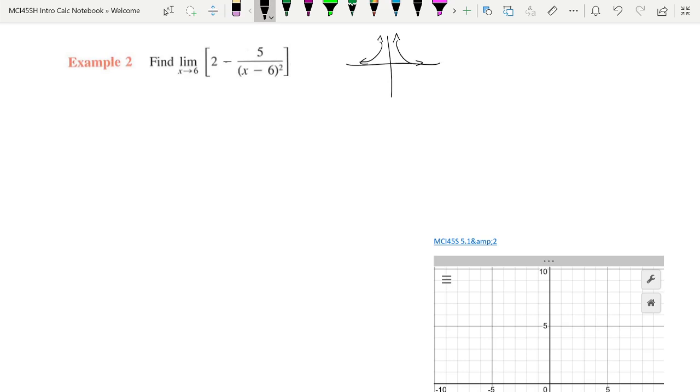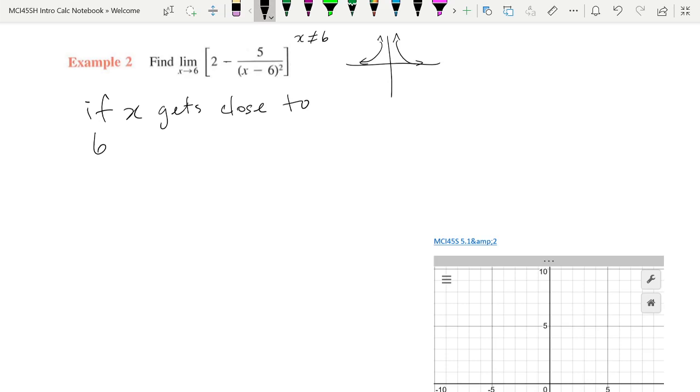So hopefully now in your head you already have a picture. Your grade 12 skills give you a good picture. But let's talk about its asymptotes. So if x gets close to 6, of course, in this function, I should probably put x cannot equal 6, right?